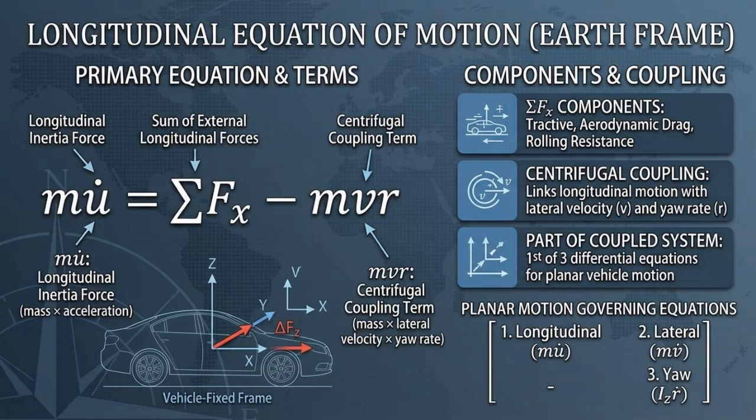Longitudinal motion is described by the following equation. m times u dot equals the sum of Fx minus m v r. Here, u is the forward velocity of the vehicle. The term sum of Fx includes traction, aerodynamic drag, and rolling resistance forces. The term m v r represents the coupling between longitudinal and lateral motion. This equation is the first of three coupled differential equations that describe planar vehicle motion.